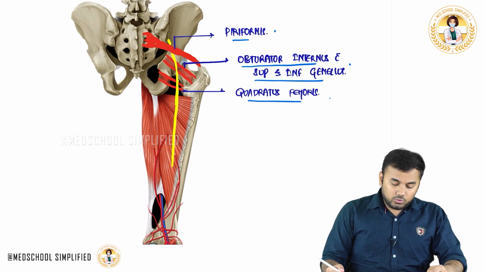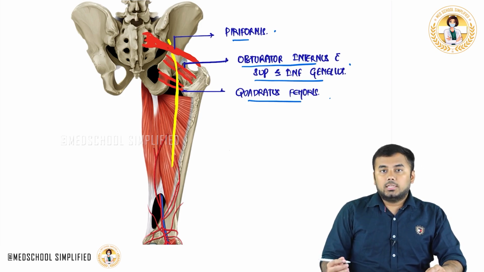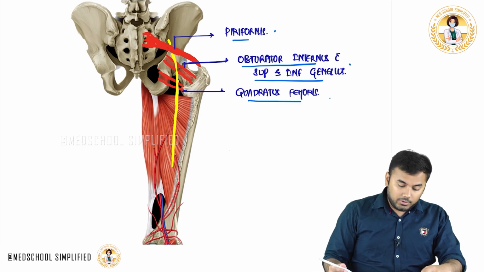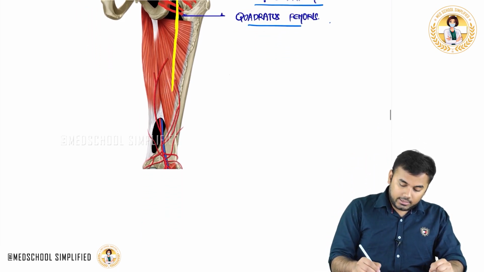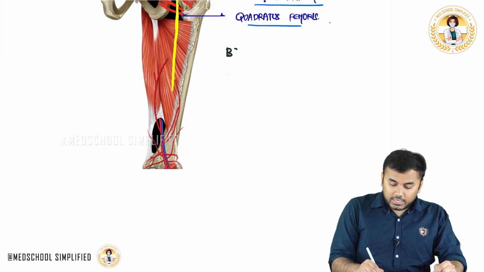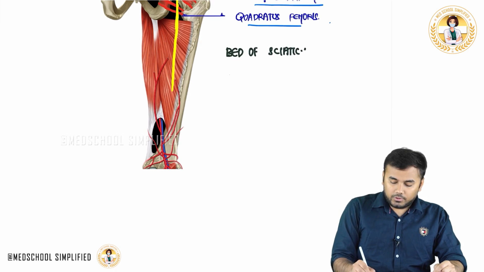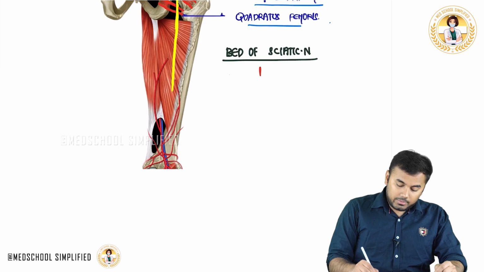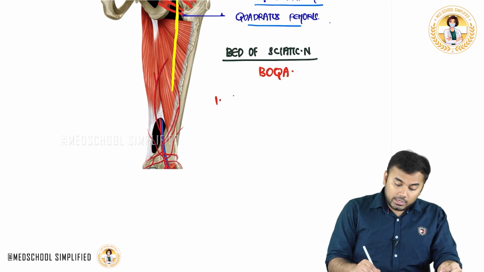Now if I ask you, what are the structures that are located under the sciatic nerve? So what will you tell me? I can also call it the bed of the sciatic nerve, right? Bed of sciatic nerve. So what are the structures that are located under the bed of the sciatic nerve? Remember by the mnemonic BOQA. B stands for body of ischium.